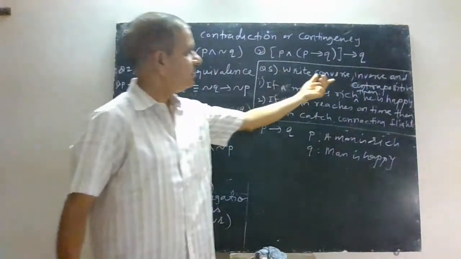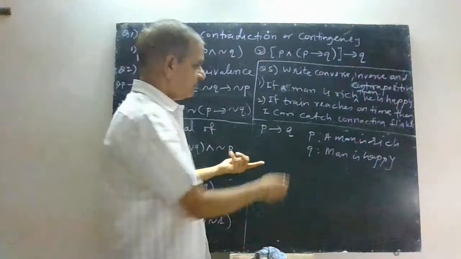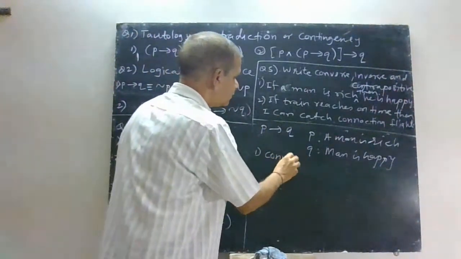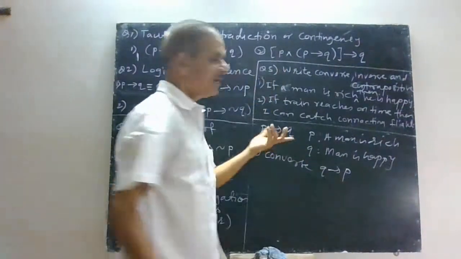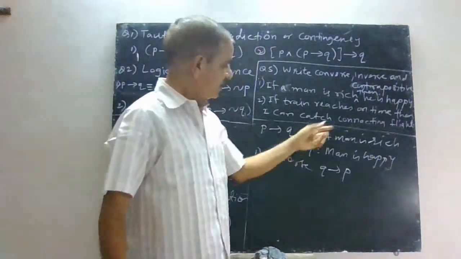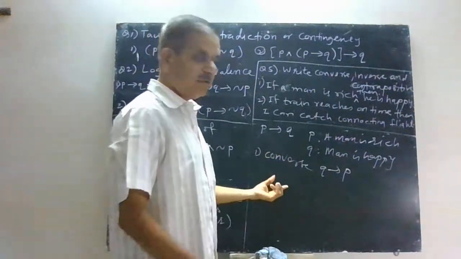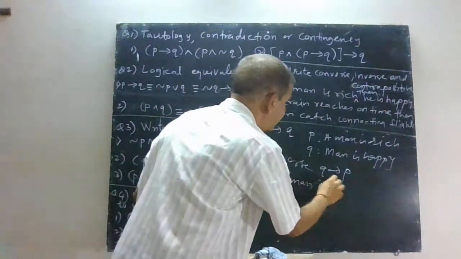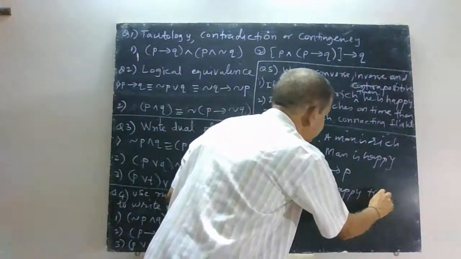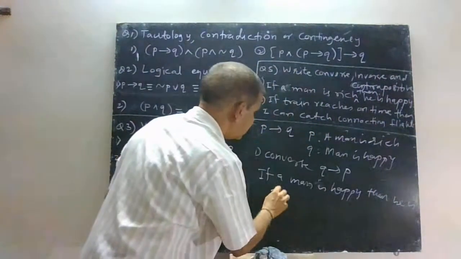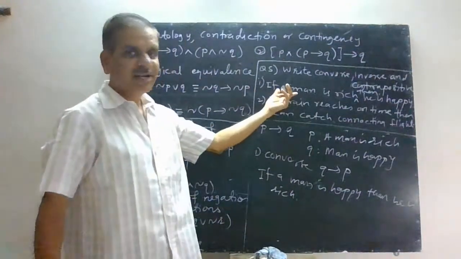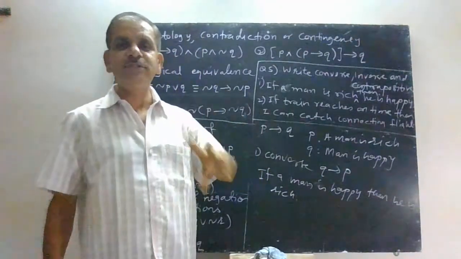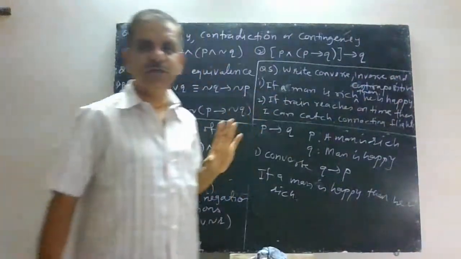Now you have to first write down its converse. Converse means you have to change P as Q and Q as P. Your statement will be the converse, Q implies P. So you will write the statement, if a man is happy, then he is rich. Now you have your first statement, that is P implies Q. You have written the second statement, converse, Q implies P. Once you write those two statements, the remaining two, inverse and contrapositive, are very easy to write.